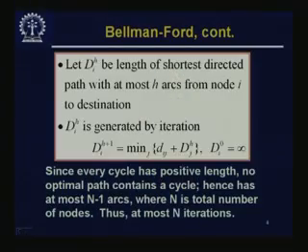Since every cycle has positive length, no optimal path contains a cycle, hence has at most n minus 1 arcs, where n is the total number of nodes, thus at most n iterations including the first.